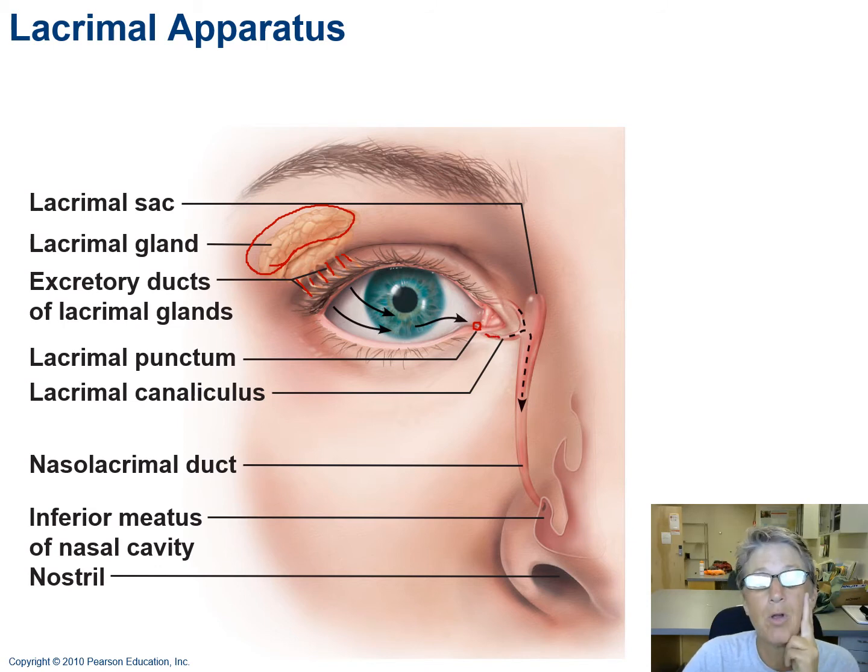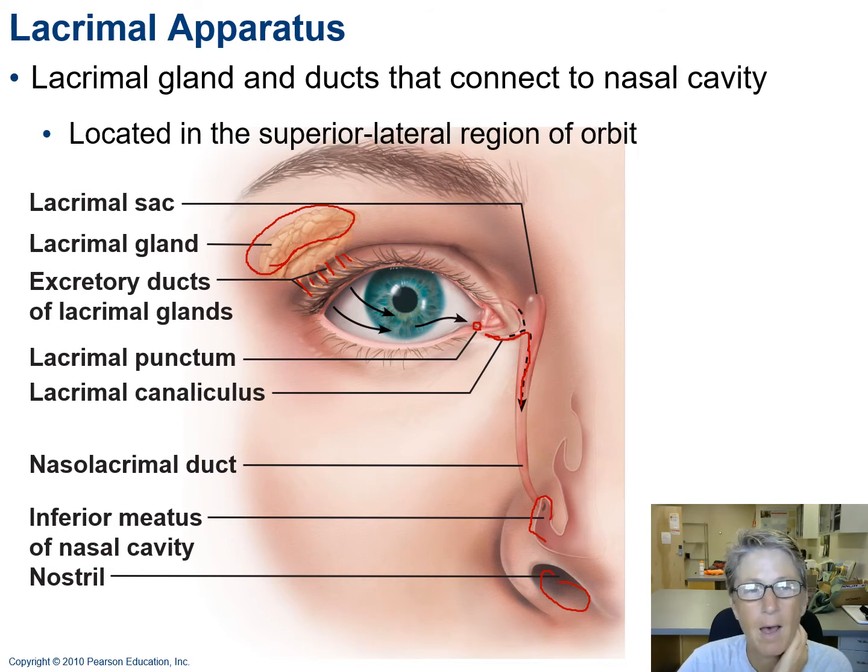So remember where we heard canaliculus in the skeletal system? So the tears flow through the lacrimal canaliculus, and then they flow into this thing called a nasolacrimal duct, into the inferior meatus of your nasal cavity, which you'll learn all about in 202. And then the tears can flow out your nostrils. So that's the lacrimal apparatus.